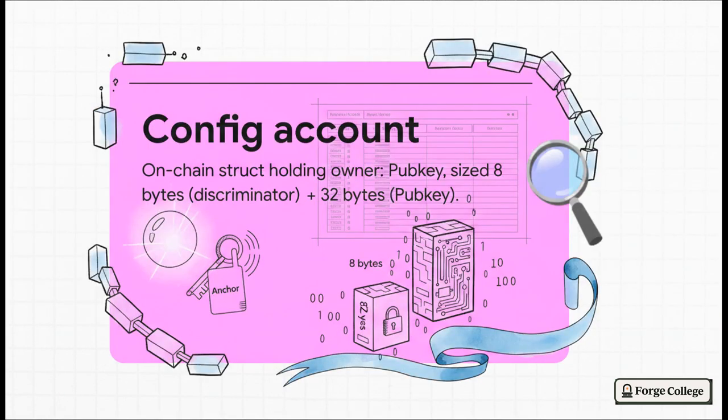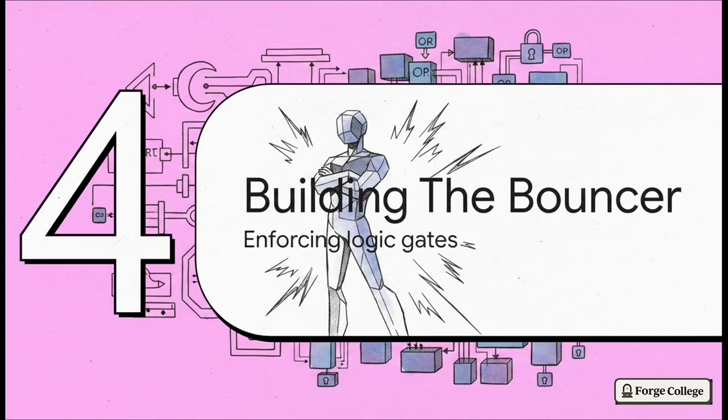Now, what's really interesting about this setup is the memory. We define a config account that holds a single owner pubkey. But look closely at the space allocation, 8 plus 32 bytes. You might be wondering, why? Well, it's because Anchor always reserves exactly 8 bytes right at the beginning for an account discriminator, kind of like its own internal ID tag. And a standard pubkey requires exactly 32 bytes. So in the SVM, you literally have to tell the ledger exactly how much space your authority needs to live. No guesswork allowed. Which brings us to Section 4, building the runtime bouncer, enforcing logic gates.